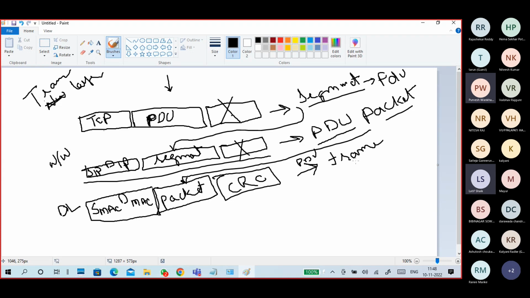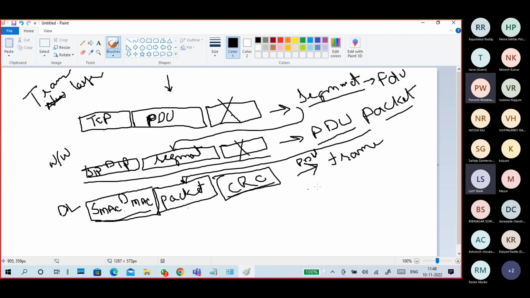These are all data packets only. Whether you call it a PDU or a packet unit, the data packets are packet data units. They contain your main PDU from the previous layer or bottom layer plus this header and tail information. Okay, header and tail information.